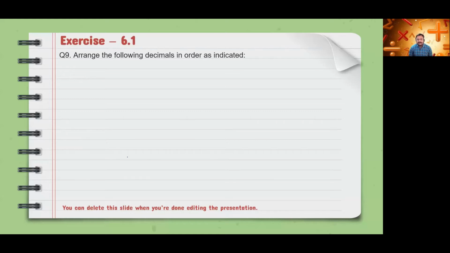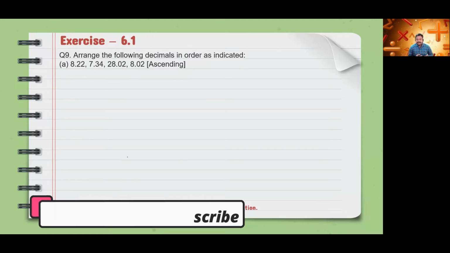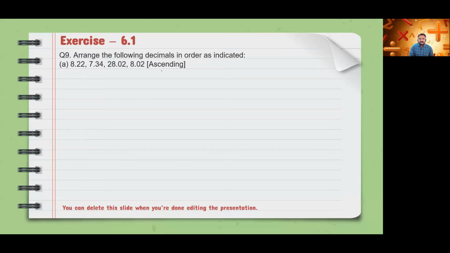Okay, arrange the following decimals in the order as indicated. So it can be ascending order or descending order. Ascending order means increasing order. So you have to arrange these numbers in increasing order.